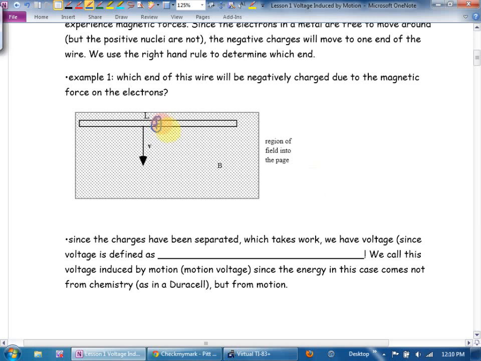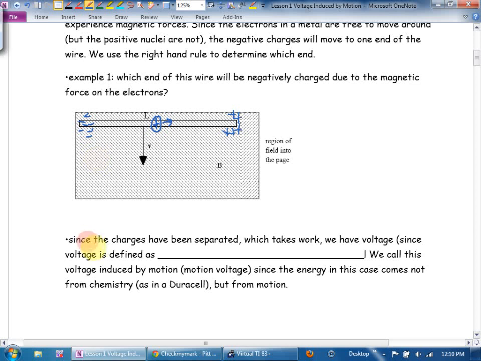This positive will get forced this way. All the positives will get forced to the right of this bar. And you know which way the negatives will get forced? To the left. In fact, what you've just done is you separated the charges. Technically, what you've just done is exactly the same thing that goes on in a battery, except in a battery, chemicals separate the charges. They do work on the charges, they create a voltage. Here, movement is creating a voltage.